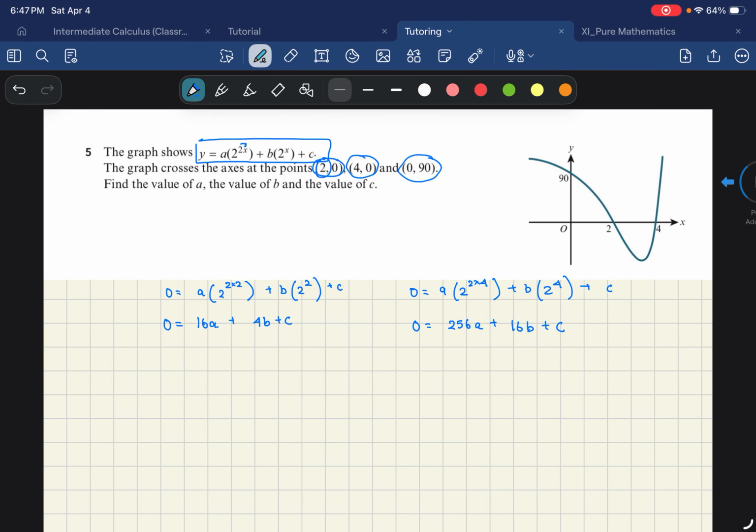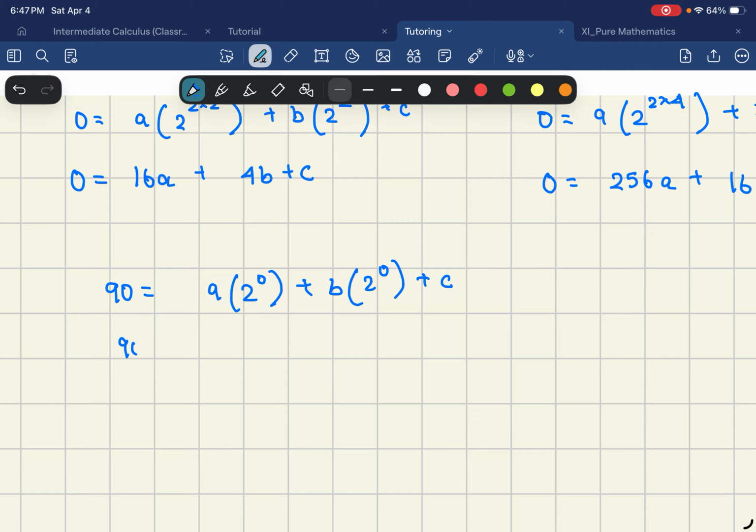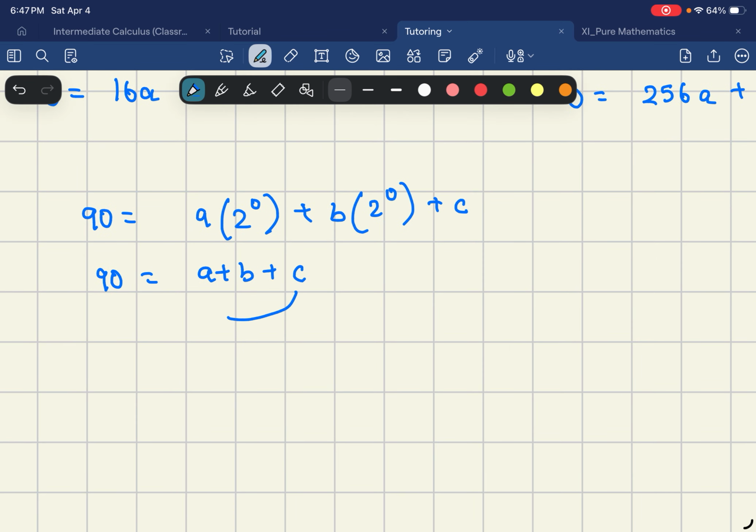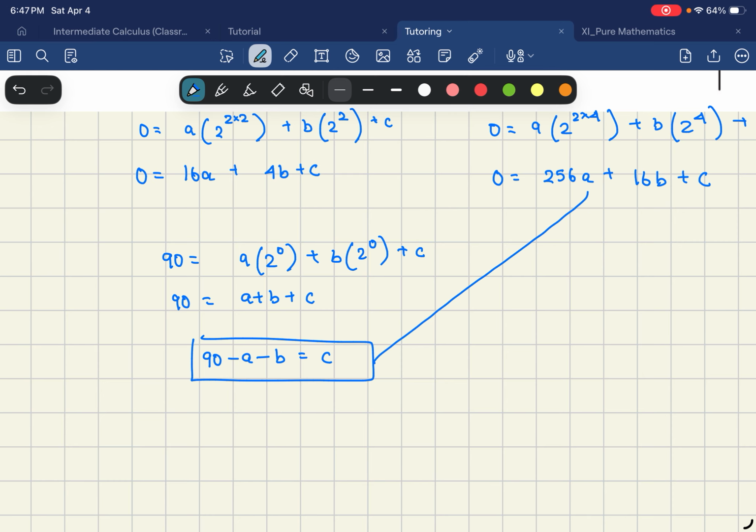Now we can use this value. So if I substitute x is 0, y is 90, 90 is equal to a 2 to the power 0, 2 times 0 is 0, plus b 2 to the power 0, plus c. So 90 is equal to, 2 to the power 0 is 1, a plus b plus c is 90. All right. So you may be thinking, this looks a bit different. But actually, from this expression, you know that 90 minus a minus b is equal to c. So we can substitute this value of c here and here.